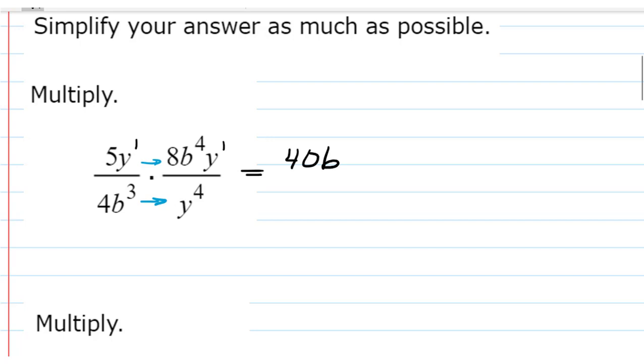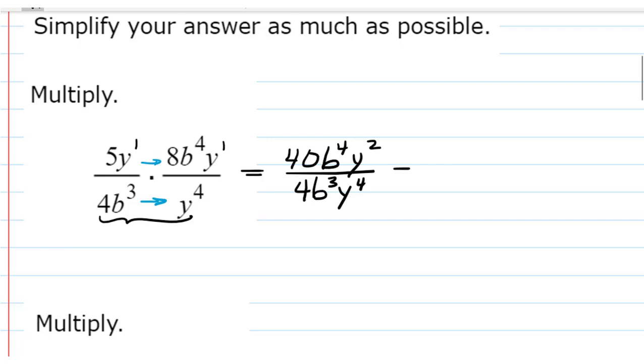b to the 4th, there's no like base, so it just stays b to the 4th. And y to the 1st times y to the 1st is y squared. So we have 40 b to the 4th y squared. Now in the denominator, all we can do is write 4b cubed y to the 4th. You can only multiply exponential expressions that have the same base, and you do that by adding the exponents.